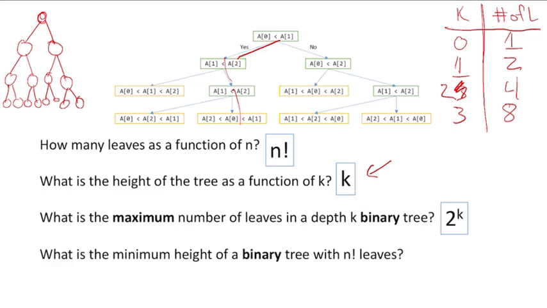Alright, so our next question is, what is the minimum height of a binary tree with n factorial leaves? I have n factorial because we know that's how many different permutations there are. What's the minimum height of our decision tree above, is another way to say that. So the minimum height of the decision tree.